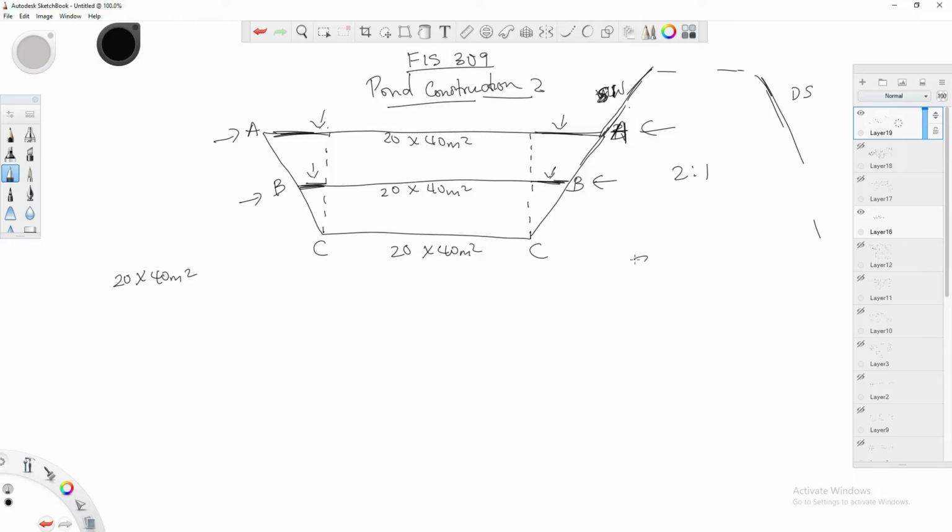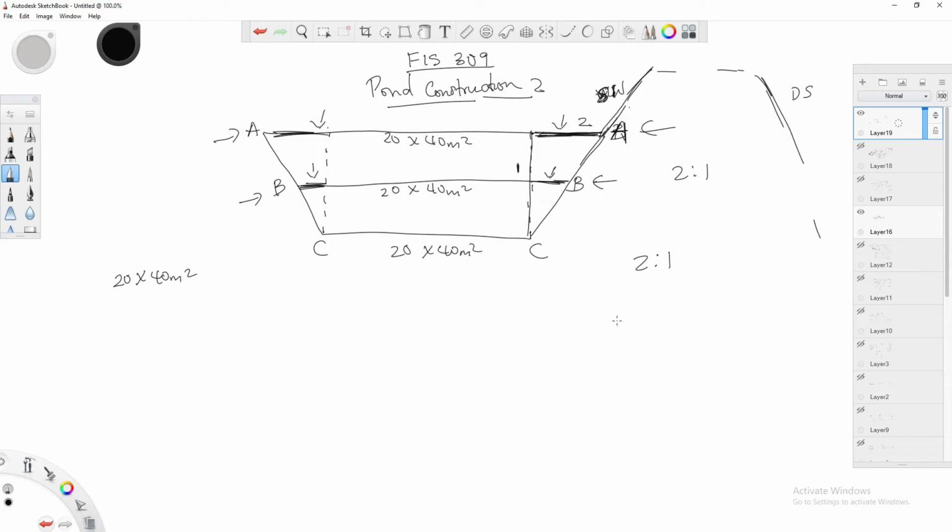Now, the meaning of this slope 2:1 means if the construction height is 1, or in this case the depth of excavation, since we are not talking of construction height in this case, sorry. So if the depth of excavation here is 1, that means this place here is 2. That's what this 2:1 means.